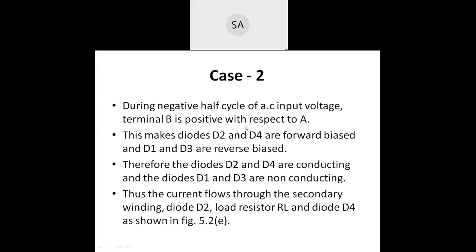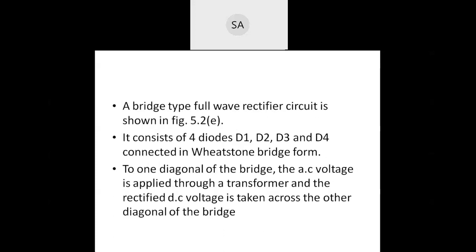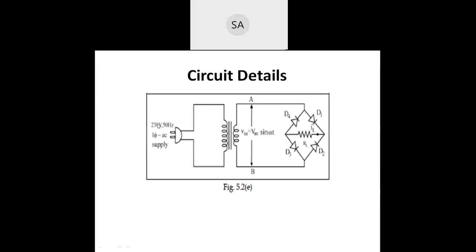Case 2. During the negative half cycle of AC input voltage, terminal B is positive with respect to A. So this makes diodes D2 and D4 forward biased and D1 and D3 reverse biased. So in the circuit diagram, the same input will appear, so this B will be positive with respect to A. Here this B is positive with respect to A.